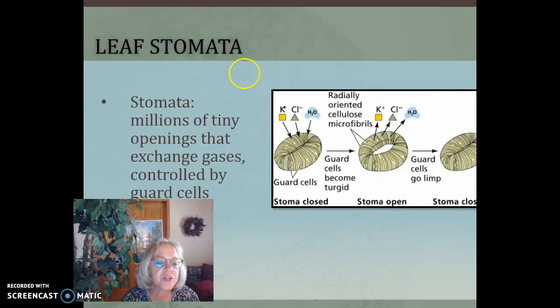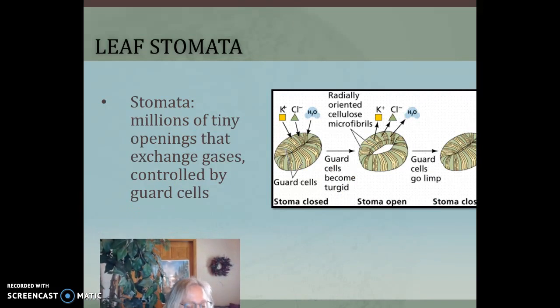Now, the other reason that this can happen is because of these leaves. On the underside of these leaves are stomata, millions of tiny openings that exchange gases, controlled by these guard cells. So these guard cells are opening and closing the stomata like this, to allow water and nutrients to be taken in and released.